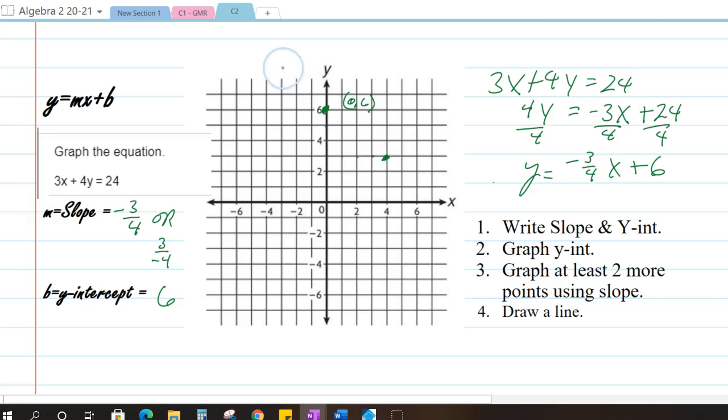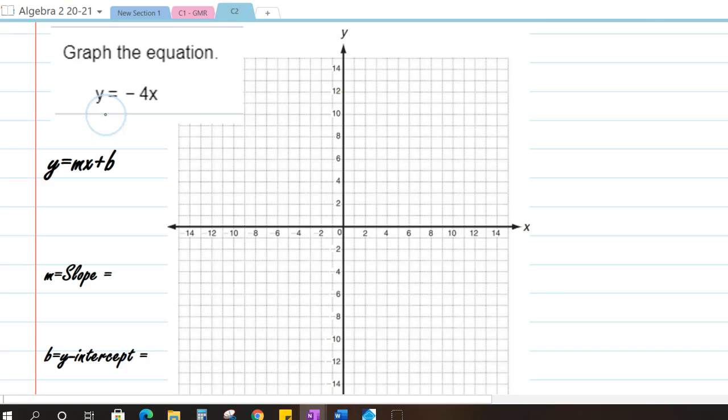I don't have room to go backwards, so I'm going to do it one more time. 1, 2, 3, 1, 2, 3, 4. It's right there. Then draw a line. Always make sure your lines are long enough. If they can cross the x-axis, you need to make sure that you bring them long enough to cross that x-axis.